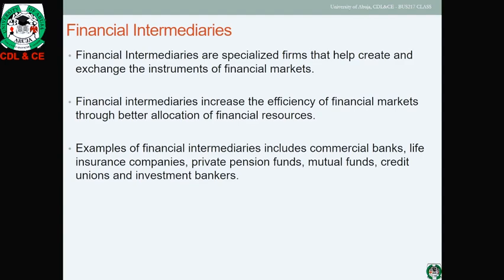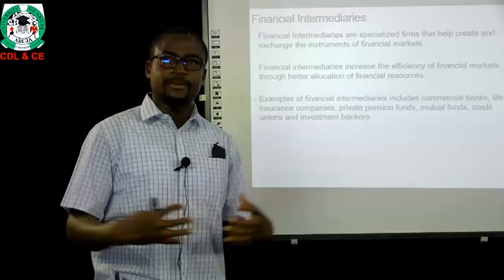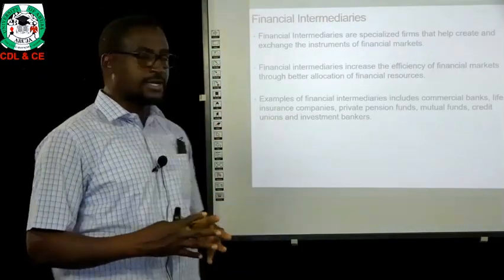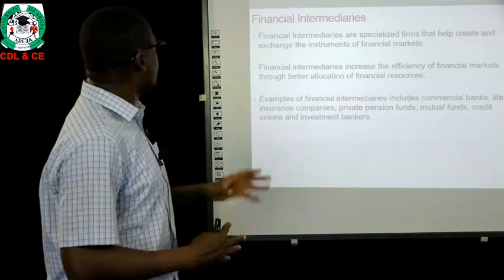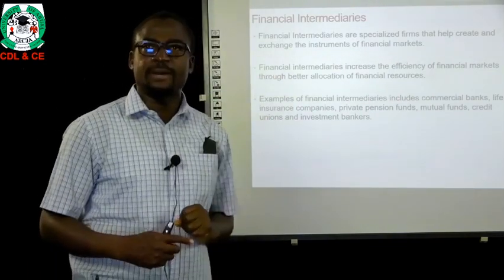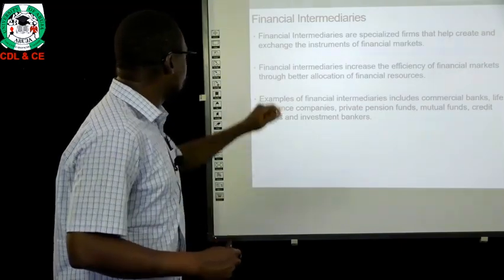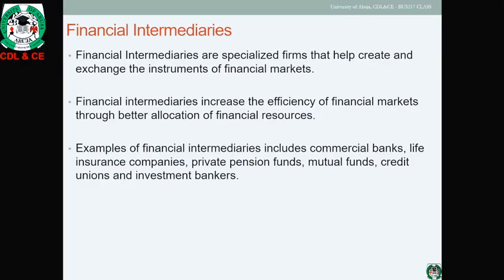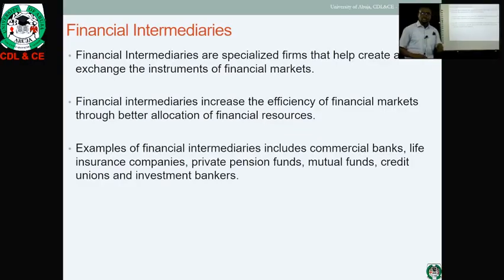These two parties we have identified, the one with more funds and the other one that is in need of funds. How do these people come together? They come together through a medium that is created by the people we call the financial intermediaries. The financial intermediaries are individuals that help create and exchange instruments of financial markets. They include the commercial banks, the life insurance companies, the pension funds, the mutual funds, credit unions, and investment banks.